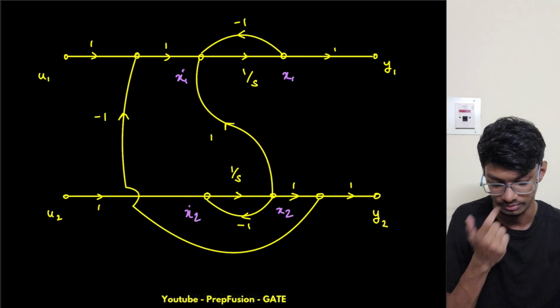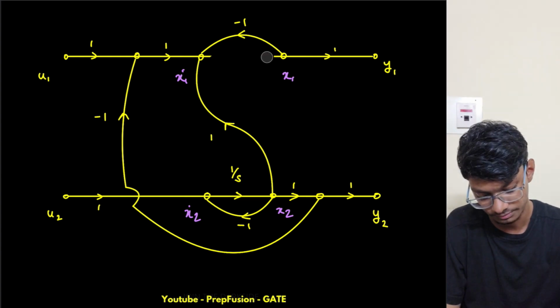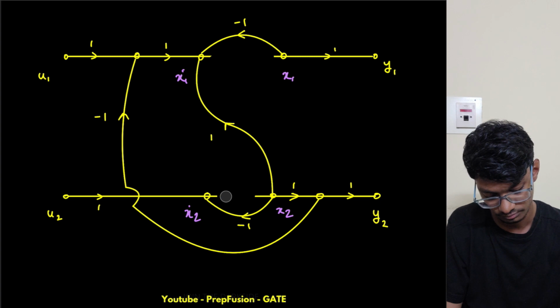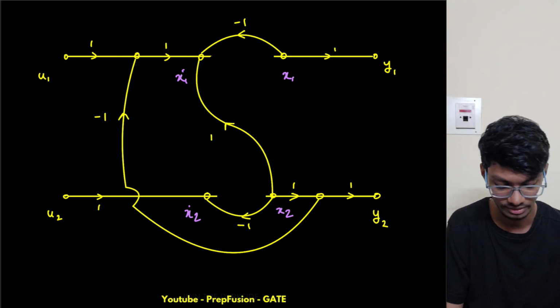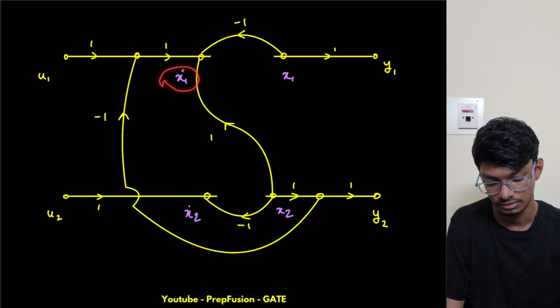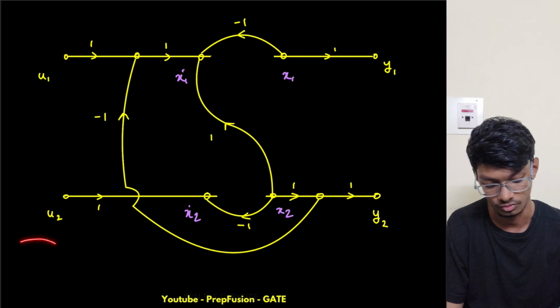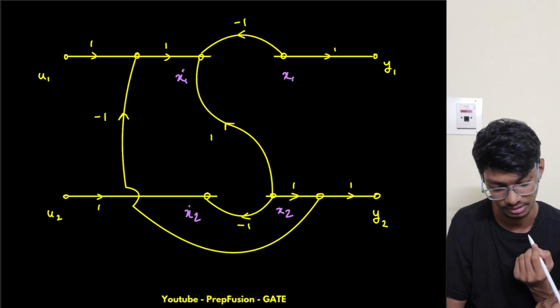So assume the state variables. Now I will remove the integrators. If I remove the integrators, what happens? Now I will write x1 dot for u1, x1 and x2 and u2. I have multiple things, right? So just be a little careful.